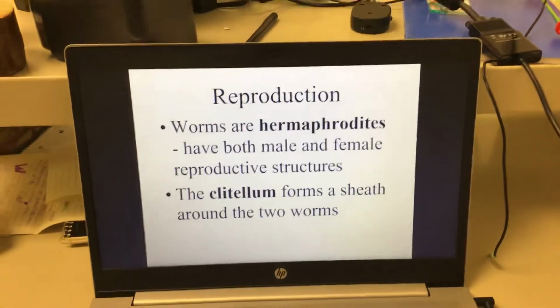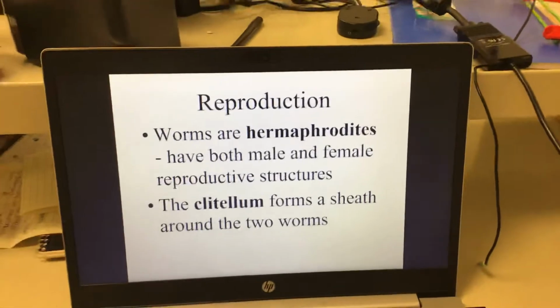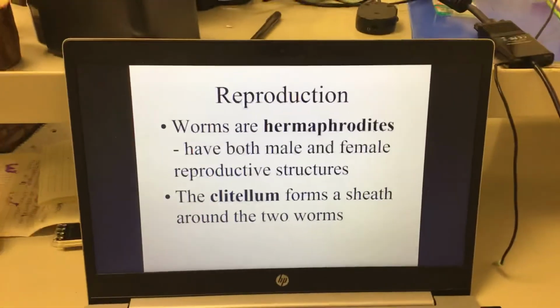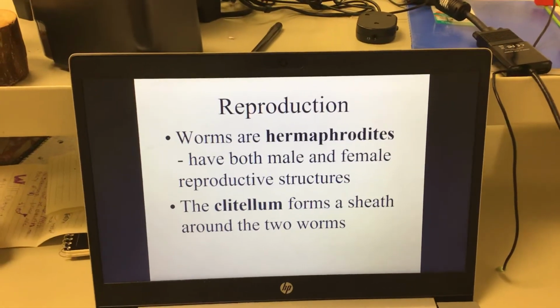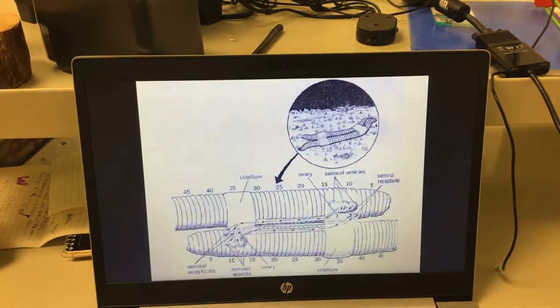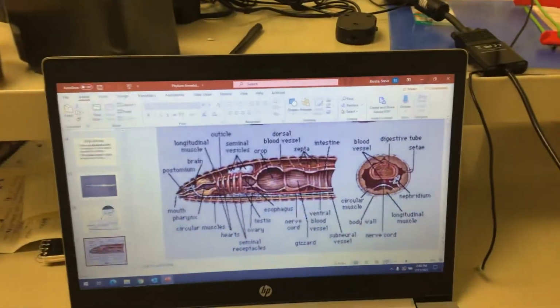You don't need to write this, but I kind of mentioned this. Worms are hermaphrodites. They have boy and girl parts, male and female parts. That is all.